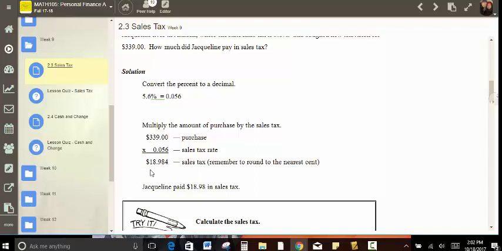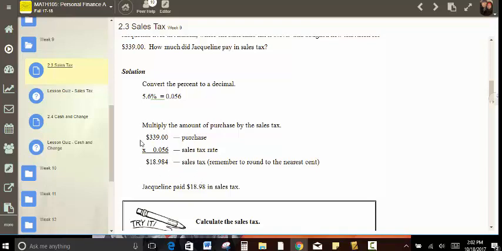Now, 18.984 is not an actual amount of money that I would pay at a store. You have to round to the nearest cent. Do not write out your answer to the third decimal place. You have to have it to the hundredths. So 18.98 would be the answer for this question.